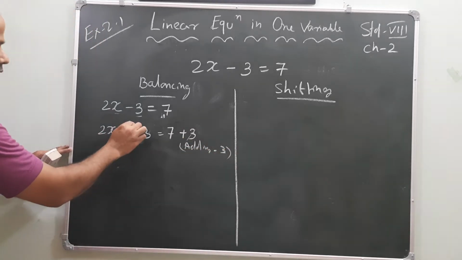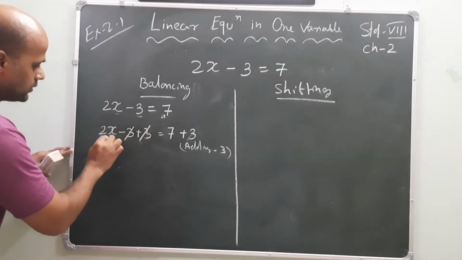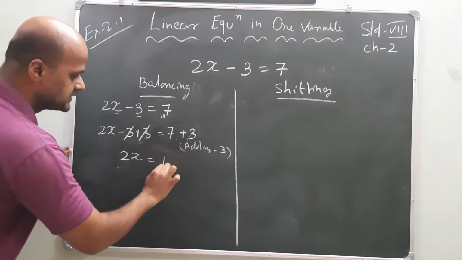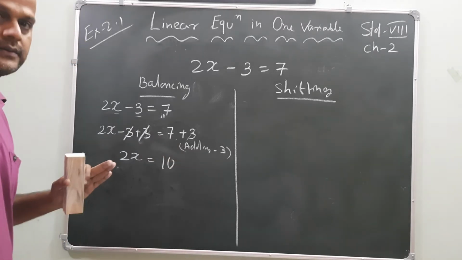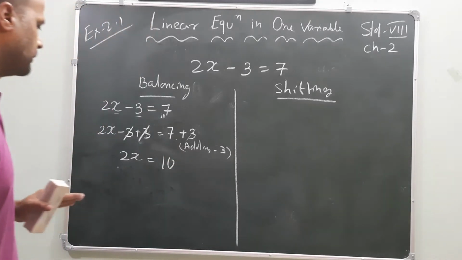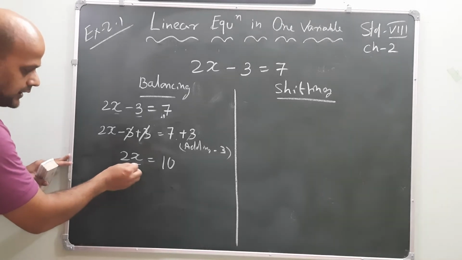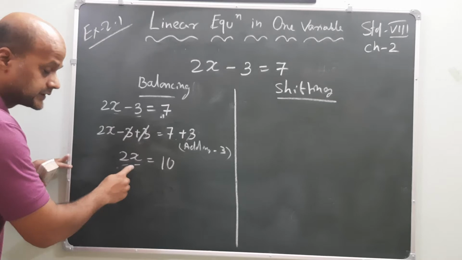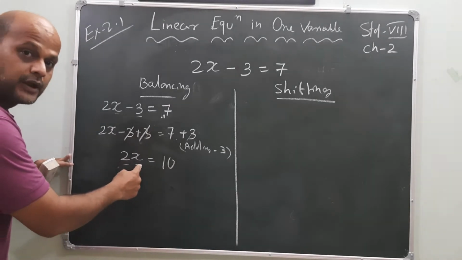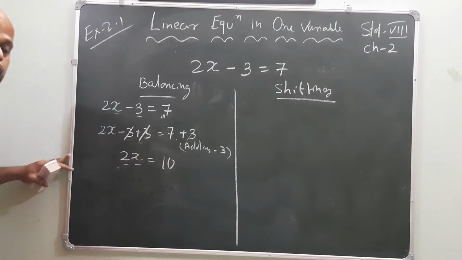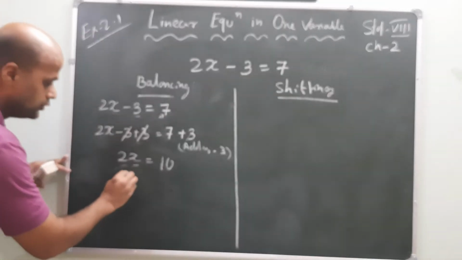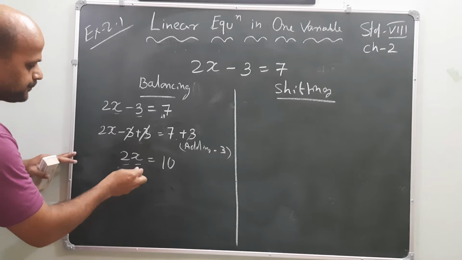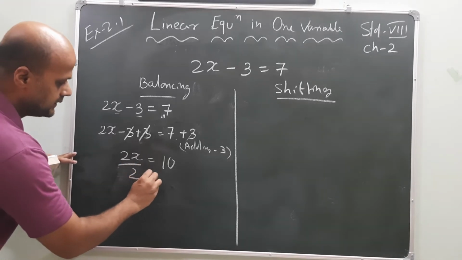Now plus 3 and minus 3 cancel here. What will be there? 2x is equal to 7 plus 3, which is 10. Understood, my dear friends? Now come to the next one. With the variable, which constant is there? 2 is there. But what is the relation between these two? 2 is multiplied with x. So to take out 2, in the next step, divide by 2, so that 2 will be cancelled.